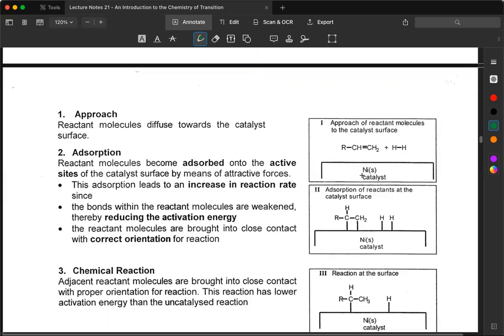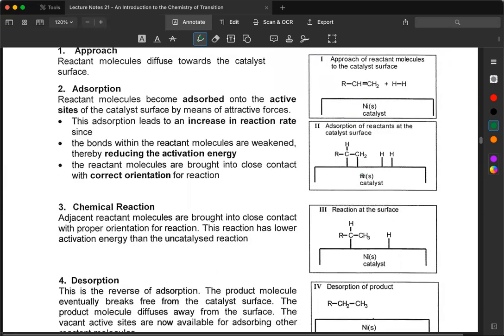Also, the reactant molecules are brought into close contact with the correct orientation with the help of the nickel providing the active site. And then, because they are in the correct orientation, the adjacent reactant molecules are brought into close contact. This reaction has a lower Ea than the uncatalyzed reaction, where the molecules may not bump into each other. Okay, they may not collide with the correct orientation. So these catalysts actually provide an opportunity for the correct orientation to be met, and allow them to react.